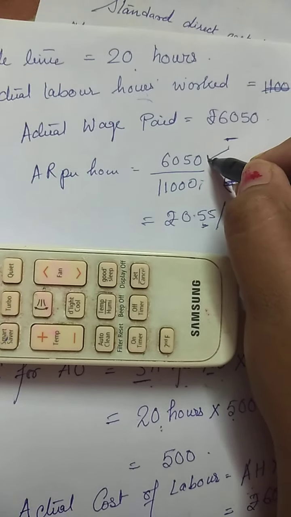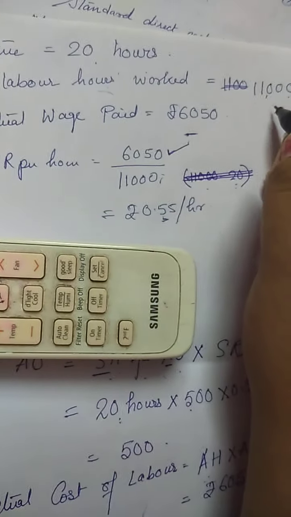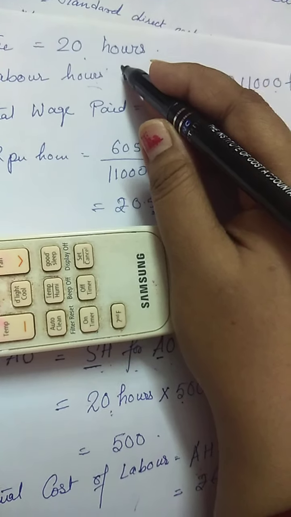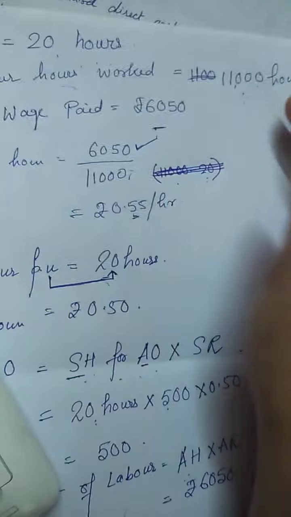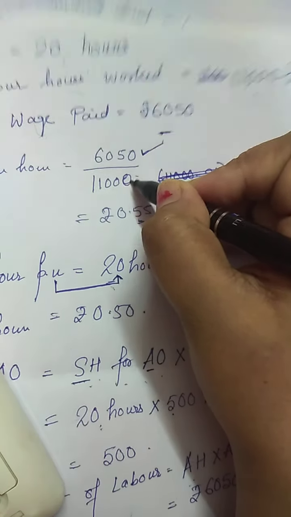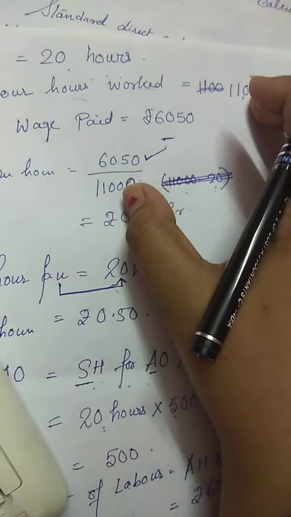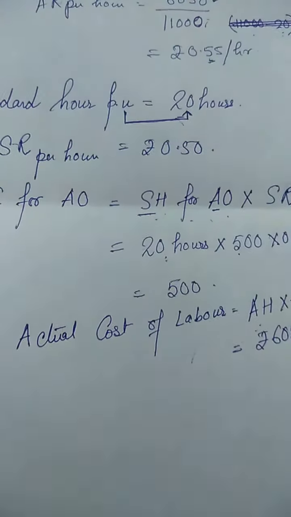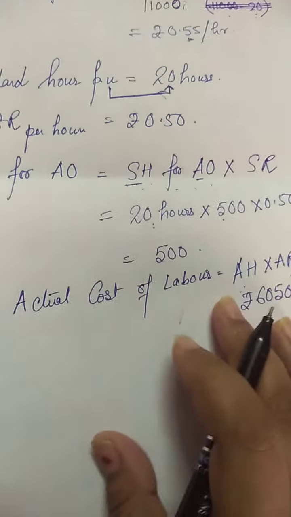Hopefully this portion is clear. Actual wages paid, we know 6050, and we know that labor is working for 11,000 hours, which includes 20 hours as idle time. But since laborers get paid for the idle time as well, we divide directly by the labor hours worked. So here actual cost comes to this.